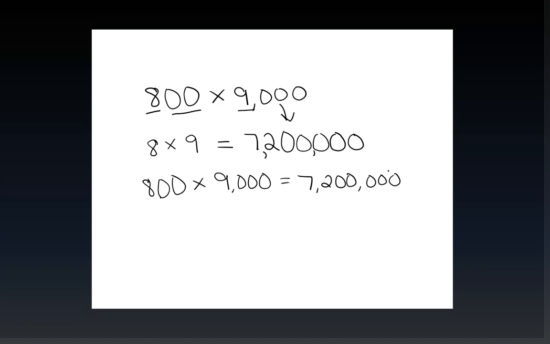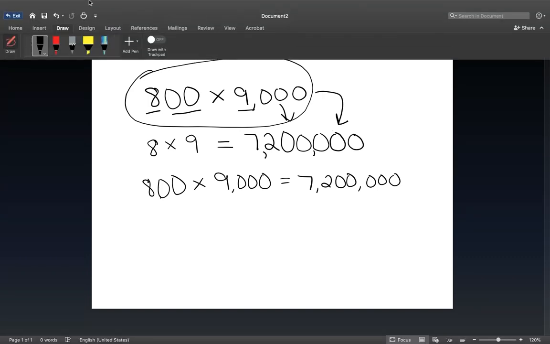I can take my first 2 digits, my 8 and my 9, and multiply those by each other. And then I need to look at how many zeros I have now in my total equation. How many zeros are in my total equation? 1, 2, 3, 4, 5. And I need to add all of those zeros into my answer. Let's look at another example here.